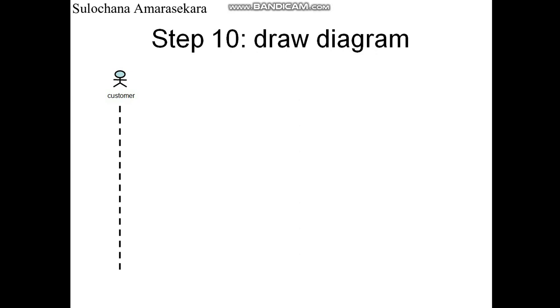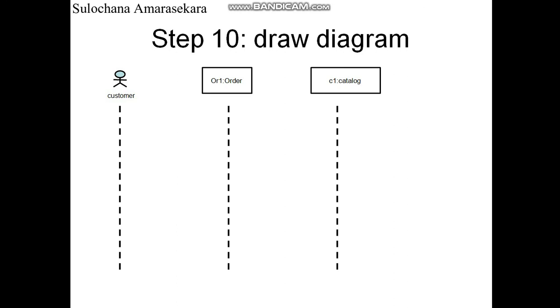Step 10. Now it is time to draw a diagram. I am going to put the objects. Under object customer, use the human notation to represent the customer, and this dotted line represents the lifetime of the customer. Next, the order class. I use a rectangle to represent the class. Inside that rectangle I write the name OR1 instance colon order class. Next, catalog, and finally accounting.